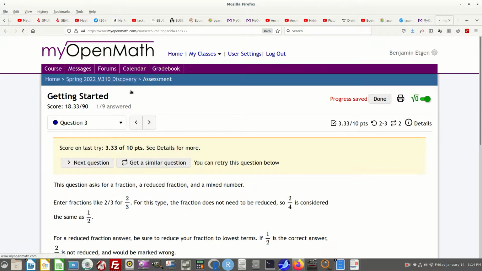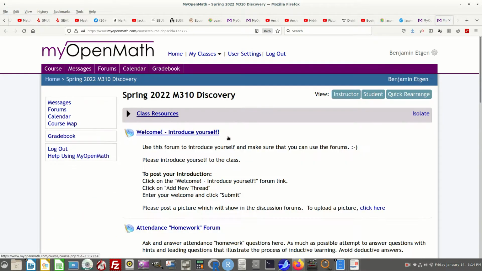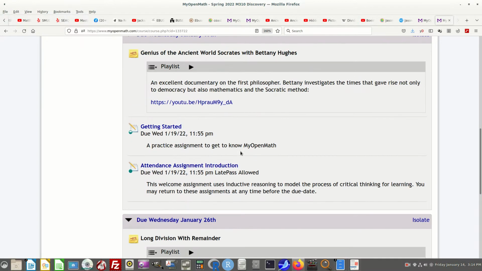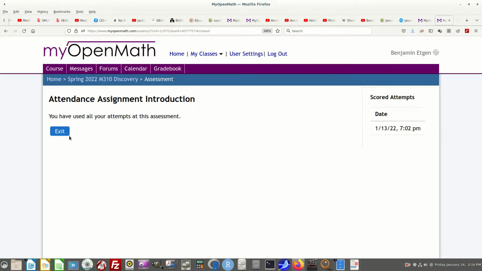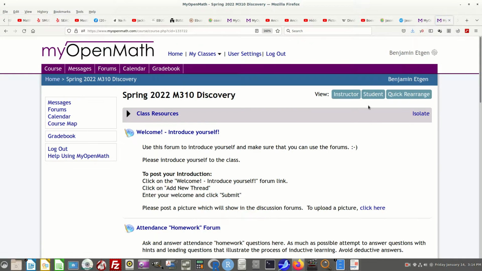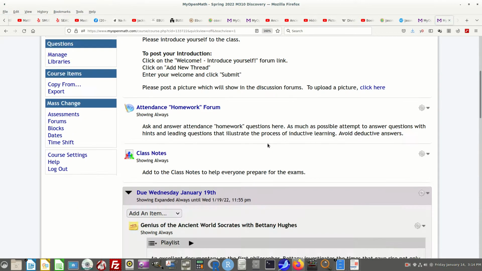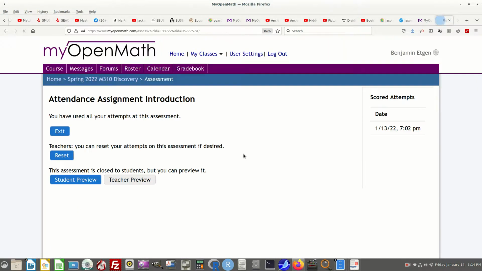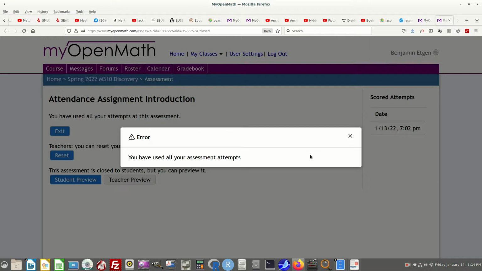Let's back out of this and look at what else is due on Wednesday, the first Wednesday of the semester. It says I've used all the attempts for that, so I'm going to go in as the instructor. It won't lock me out then. And let's do a student preview. Okay, let's do a teacher preview.